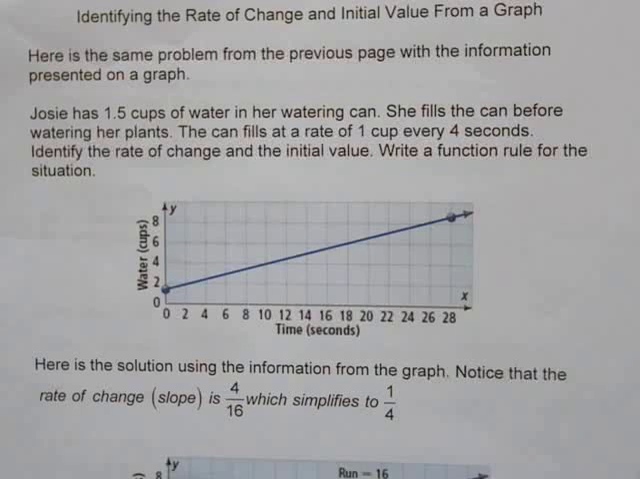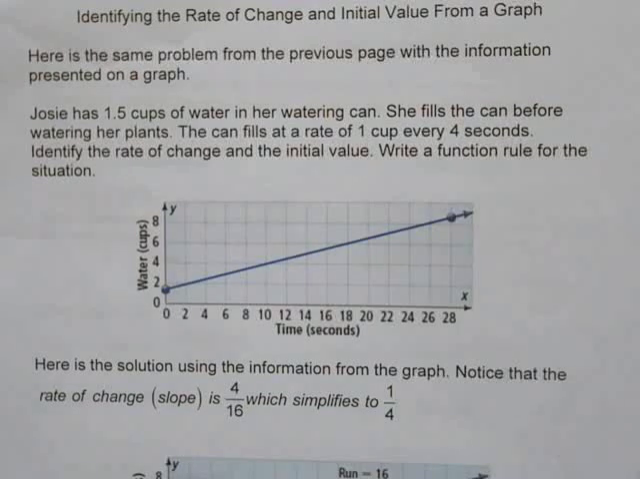In this video, I'm going to use the same problem that I used in the last video I made. And here it is again. Josie has 1.5 cups of water in her watering can. She fills the can before watering her plants. The can fills at a rate of a cup every 4 seconds. Identify the rate of change and the initial value. Write a function rule for the situation.